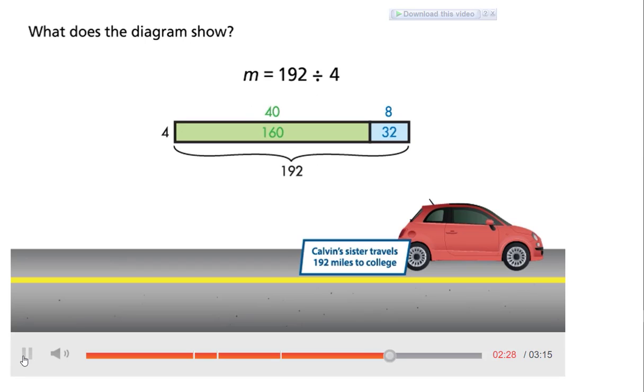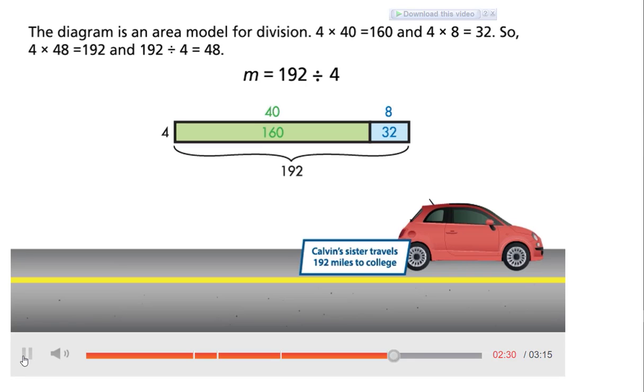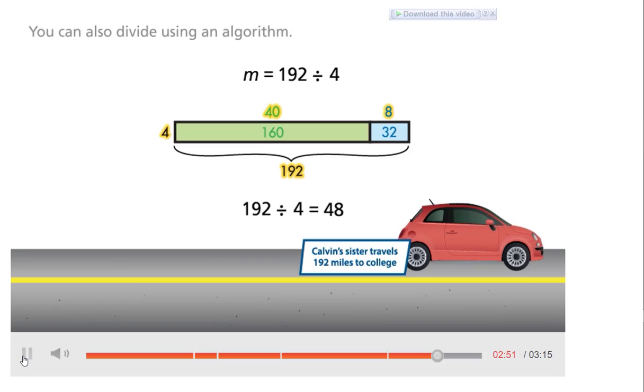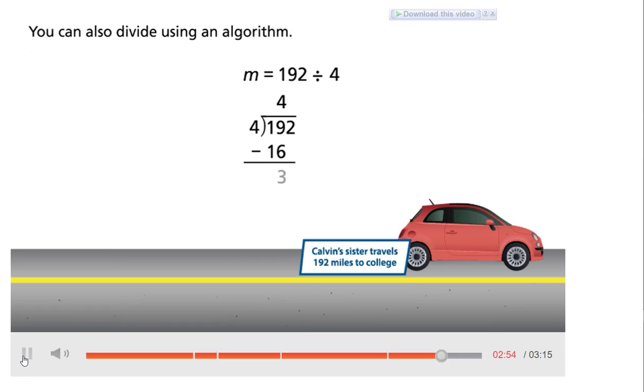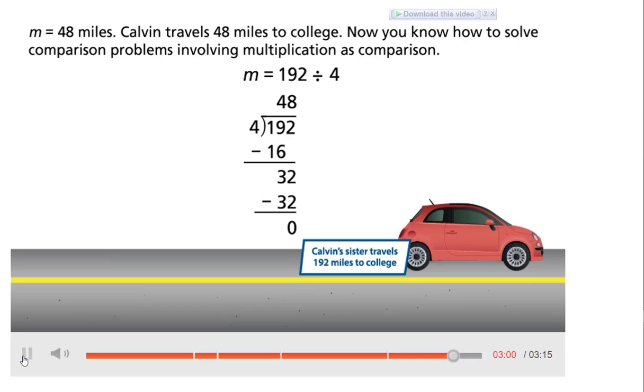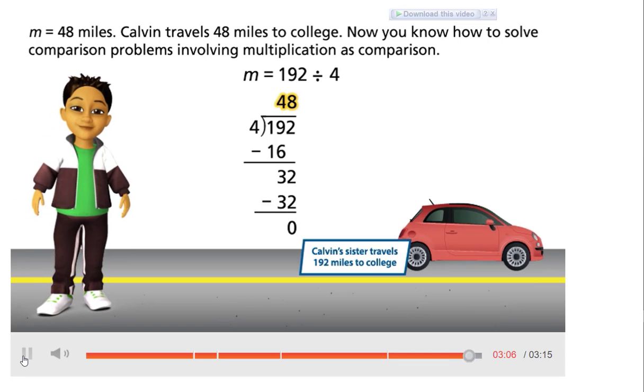What does the diagram show? The diagram is an area model for division. 4 times 40 equals 160, and 4 times 8 equals 32. So 4 times 48 equals 192, and 192 divided by 4 equals 48. You can also divide using an algorithm. M equals 48 miles. Calvin travels 48 miles to college. Now you know how to solve comparison problems involving multiplication as comparison.